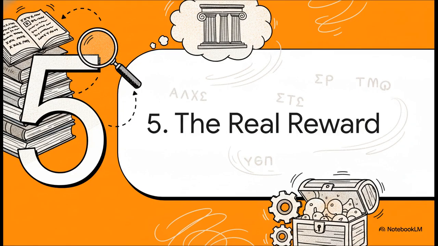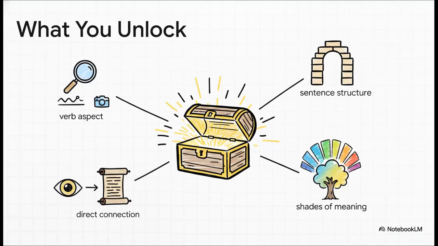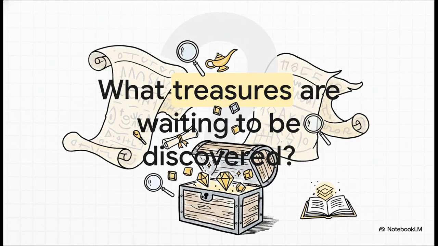So, we've had this quick peek behind the curtain. What's the real reward here? Why even bother with all this? Well, what it unlocks is a totally different level of appreciation. You start to see the nuances, right? That difference between a continuous action and a snapshot action. You really understand why a sentence is built the way it is. It just gives you this more direct connection, letting you see all those little shades of meaning that translators have to make really tough choices about. And that really just leaves you with this one big question. Once you know that there are all these layers of meaning, all these authorial choices just hiding in plain sight, in a text you thought you knew inside and out, you kind of have to ask yourself, what other treasures are still waiting there to be discovered?